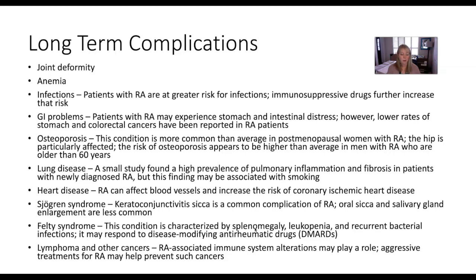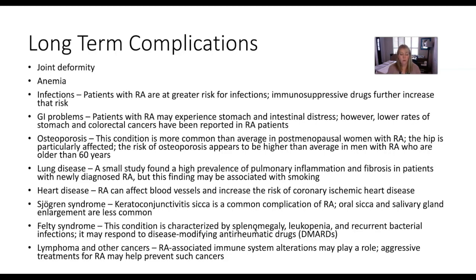Osteoporosis is more common, especially in postmenopausal women. Lung disease, fibrosis, and this has to do with the disease state in general, but if you smoke, you have a higher risk of it. Heart disease. Remember, rheumatoid arthritis is a systemic disease and not just a joint issue, a mechanical issue like osteoarthritis. So it can affect blood vessels and increase the risk of heart attack. Sjogren's is common: dry eyes, dry salivary glands.